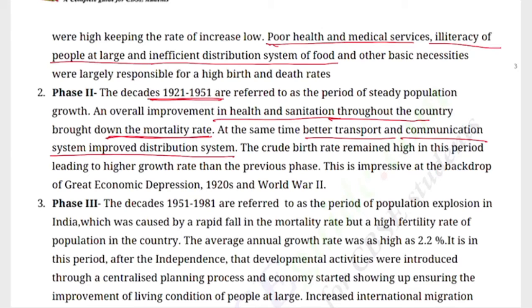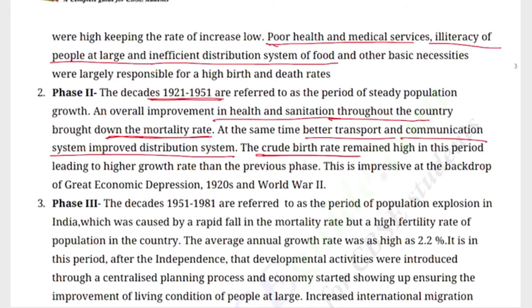इसकी वजह से जो भूखमरी की वजह से या जो स्टारवेशन की वजह से लोग मरते थे उसका रेट कम हो गया. The crude birth rate remained high in this period, leading to a higher growth rate than the previous phase. The crude, meaning original basic, birth rate remained high. जो birth rate था इसमें ज़्यादा था, इसी वजह से ये हमेशा कंटिन्यूसली हाई रहा, जिसकी वजह से जो पिछले वाला फेज था 1901 से 1921 उसकी वजह से जो ग्रोथ रेट पॉपुलेशन ग्रोथ रेट था वो ज़्यादा रहा.